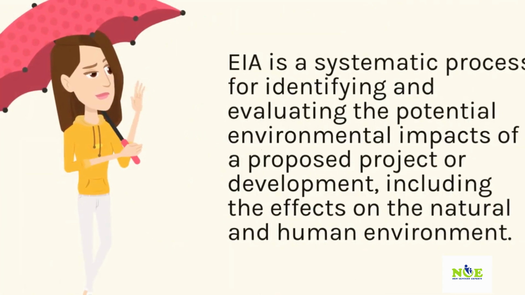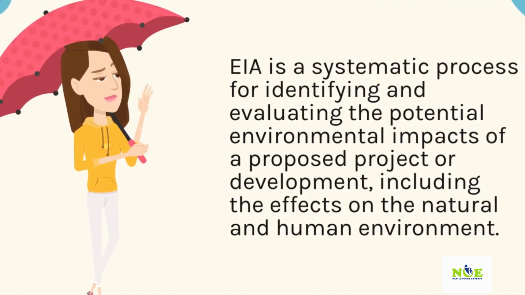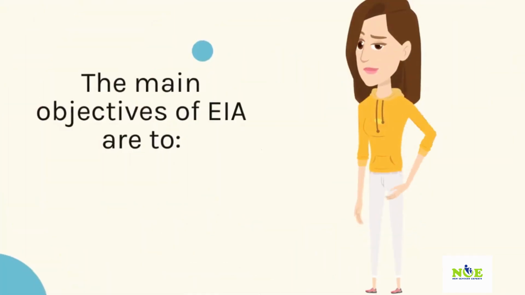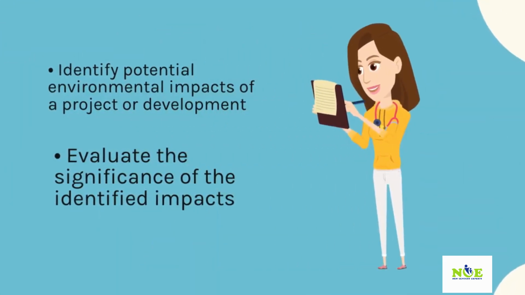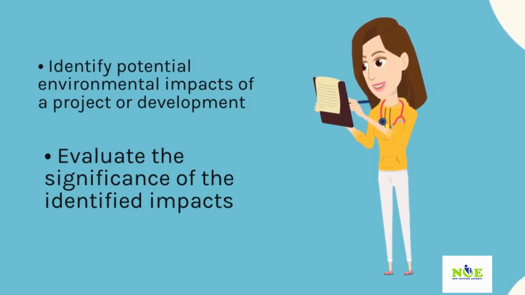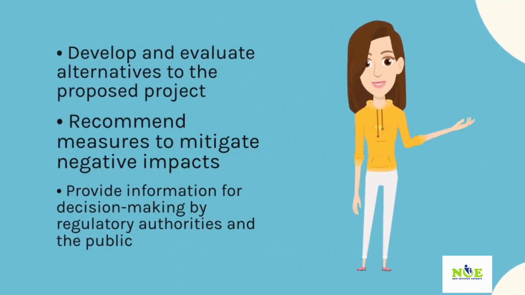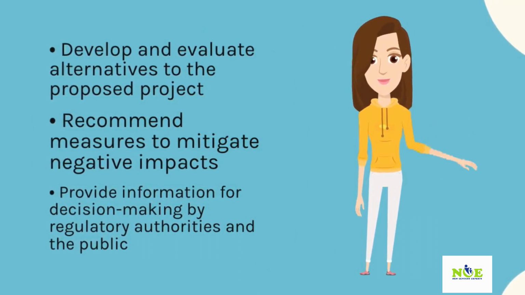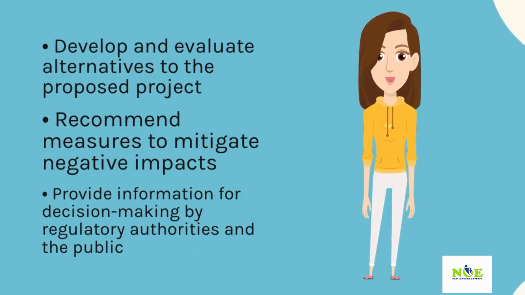EIA is a systematic process for identifying and evaluating the potential environmental impacts of a proposed project or development, including the effects on the natural and human environment. The main objectives of EIA are to identify potential environmental impacts of a project or development, evaluate the significance of the identified impacts, develop and evaluate alternatives to the proposed project, recommend measures to mitigate negative impacts, provide information for decision-making by regulatory authorities and the public.